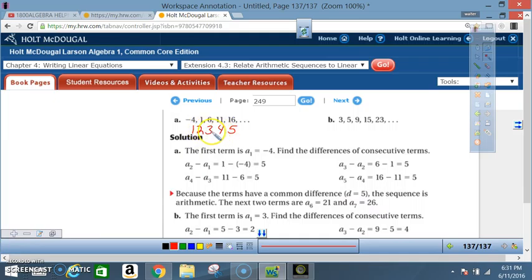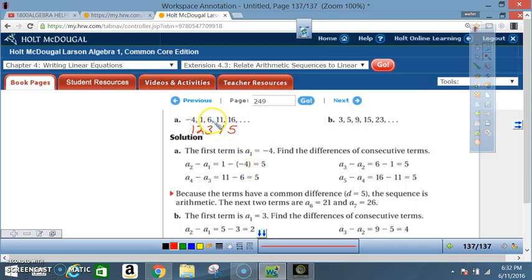Okay, now let's go back and help out those who may be a little bit confused. The first term is a sub 1. See that 1 down there? That's a1. To find the common difference, you take the second term and subtract the first term from it. a2 is 1 and a1 was negative 4. So what is 1 minus negative 4? Don't forget, a negative times a negative is a positive, so that's going to end up being 5.